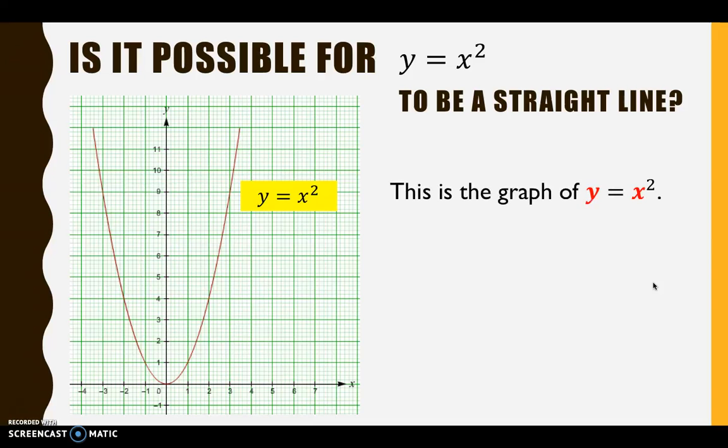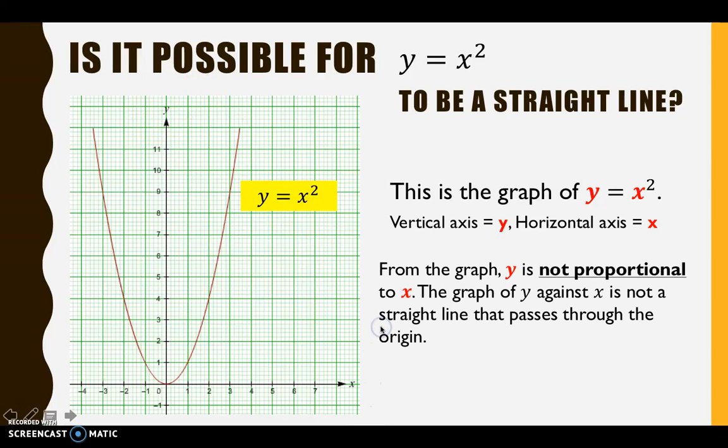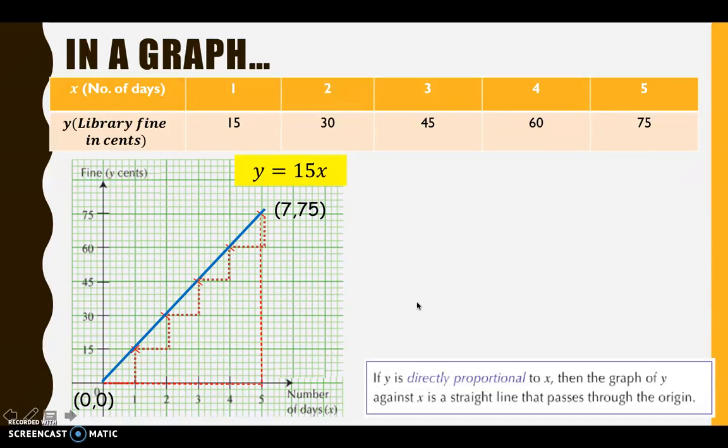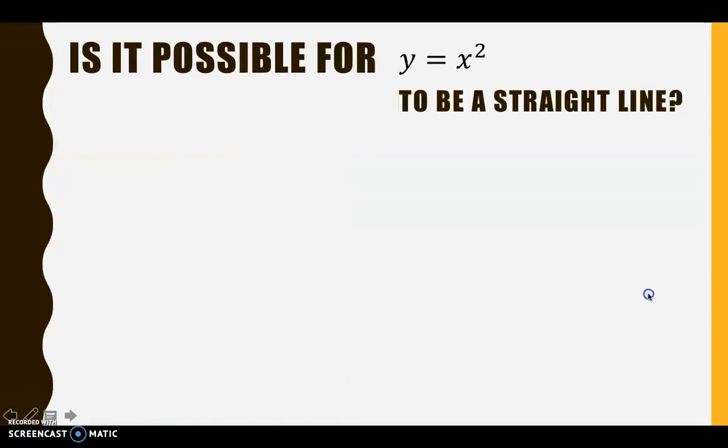Okay, so this is the graph of y = x² where the vertical axis is y and the horizontal axis is x. So from the graph, we know that y is not proportional to x. Why? Because as we have mentioned earlier, if y is directly proportional to x, then the graph of y against x is a straight line that passes through the origin.